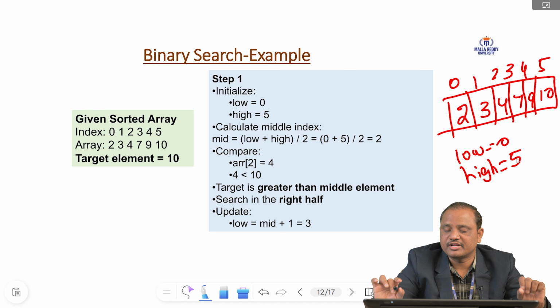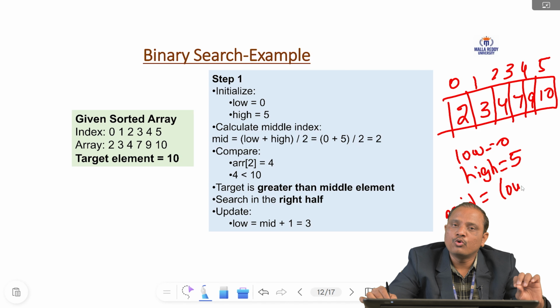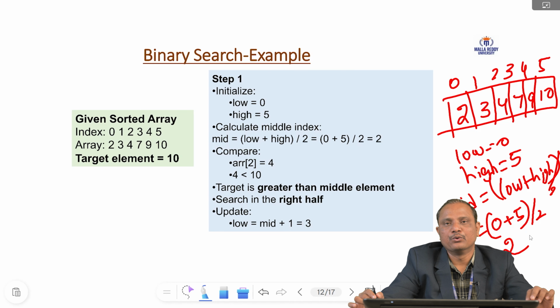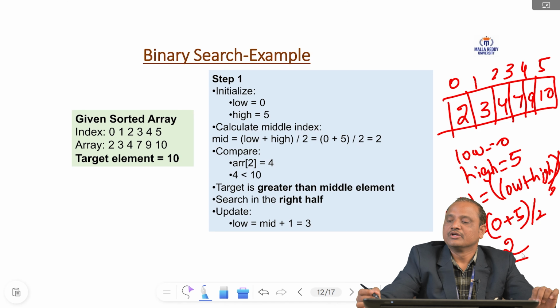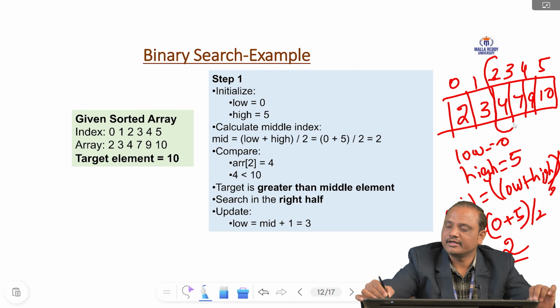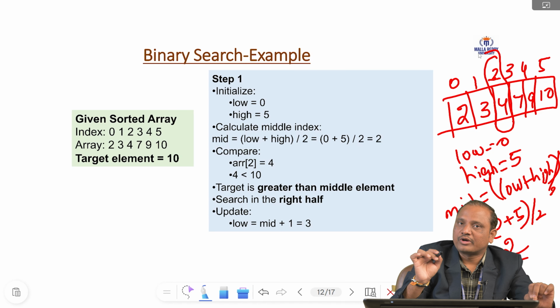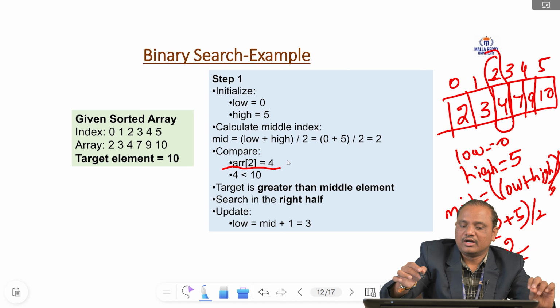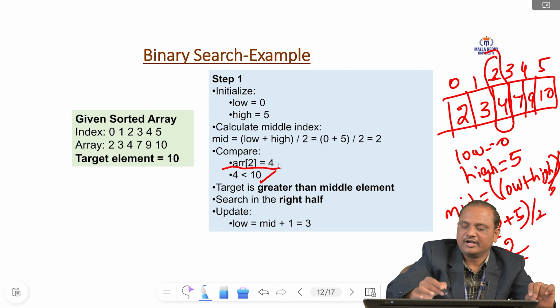Now, in the first step, I have to find the mid value. Mid is equal to low plus high by 2, that is 0 plus 5 by 2, which is nothing but 2. That is, mid equal to 2. So mid equal to 2 means this is the mid value. Now we have to compare whether array of 2 is equal to our target value 10. That is, 4 is equal to 10.